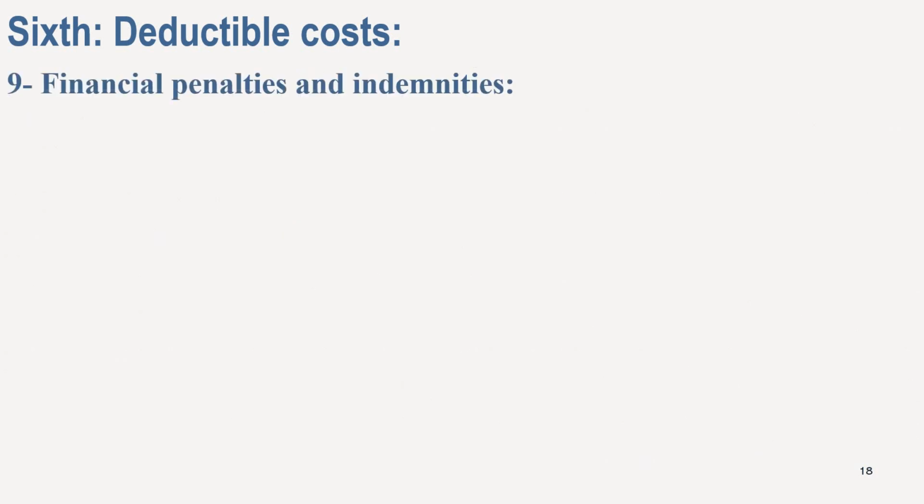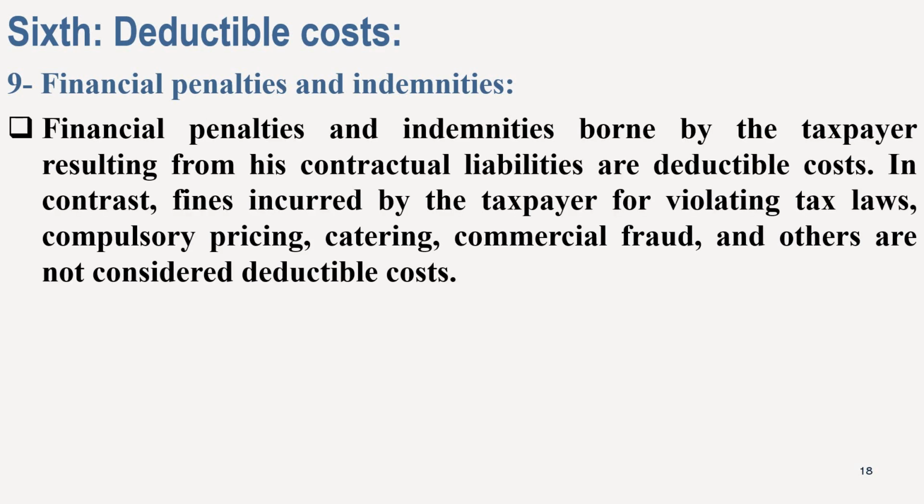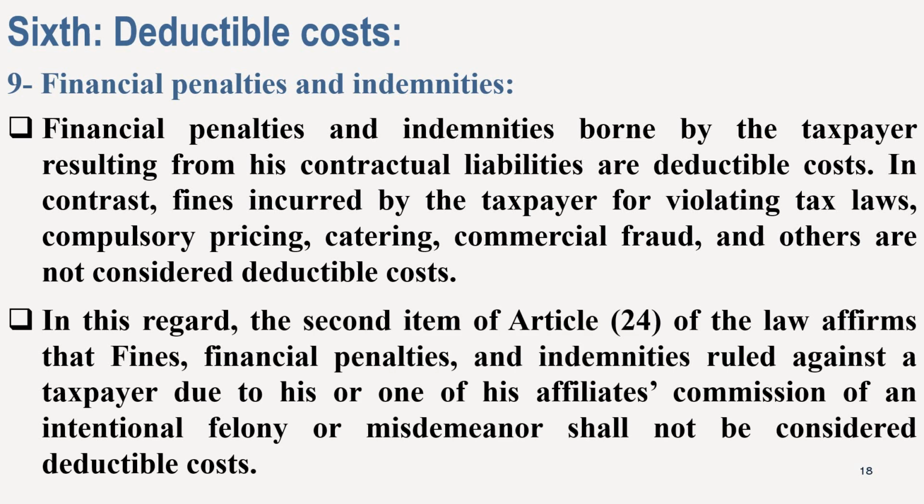Financial penalties and indemnities. Financial penalties and indemnities borne by the taxpayer resulting from his contractual liabilities are deductible costs. In contrast, a fine incurred by the taxpayer for violating tax laws, compulsory pricing, catering, commercial fraud, and others are not considered deductible costs. Moreover, the second item of Article 24 of the law affirms that fines, financial penalties, and indemnities ruled against a taxpayer due to his or one of his affiliates' commission of an intentional felony or a misdemeanor shall not be considered deductible cost.